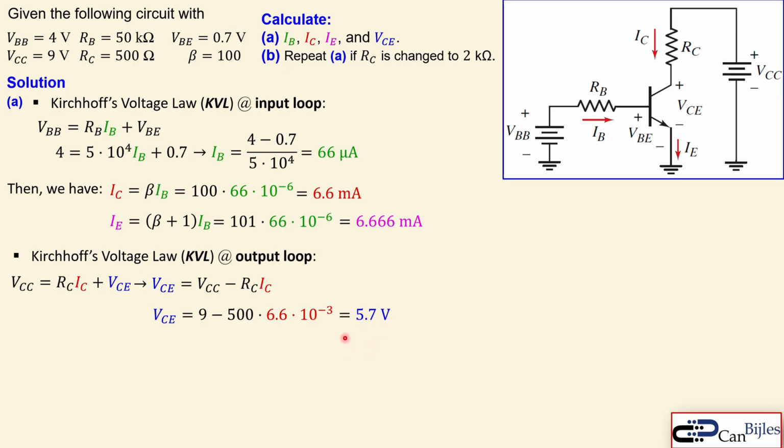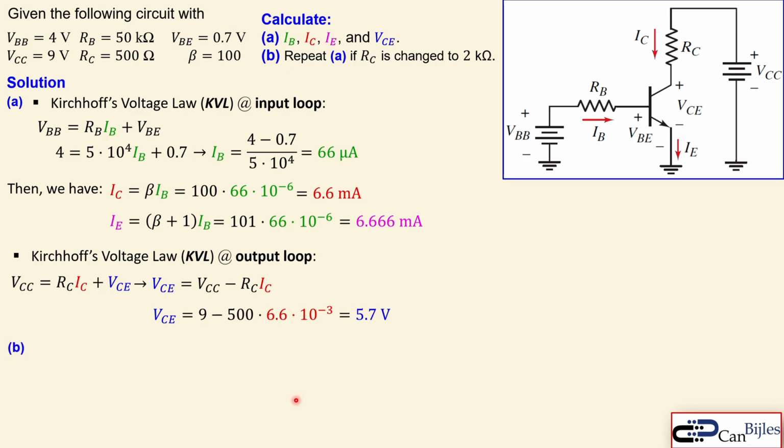5.7 volts is larger than 0.2 volts, because this is the limit for our linear region of operation. If you have a VCE lower than approximately 0.2 volts when you calculate this, that means you're not working in the linear region or active region, but you are now in the saturation region. That is important. We assumed before we started that this is a linear region, and we checked it now, and it's indeed correct.